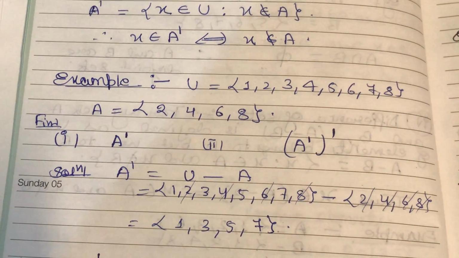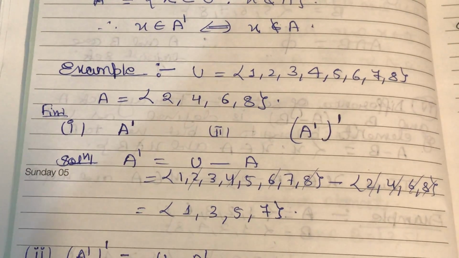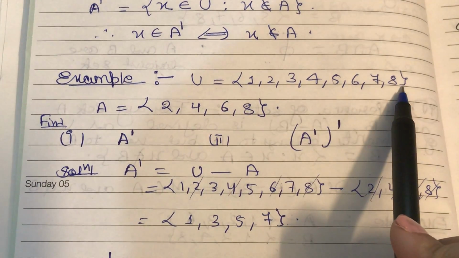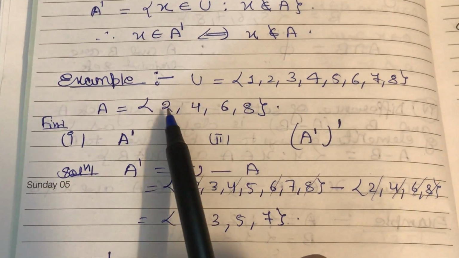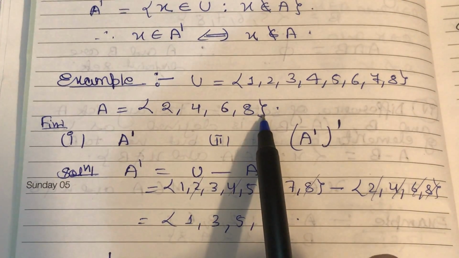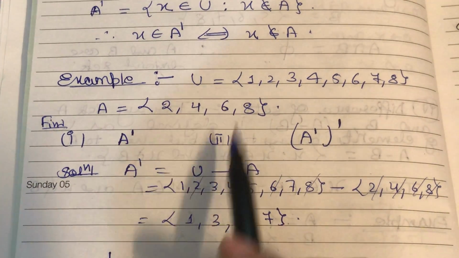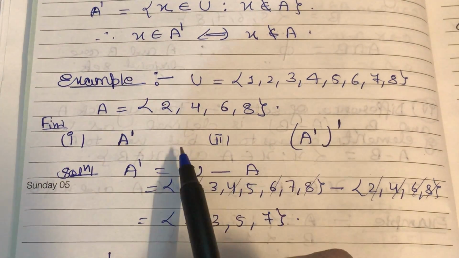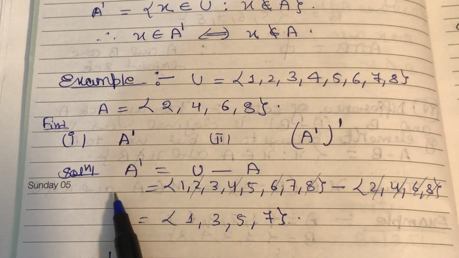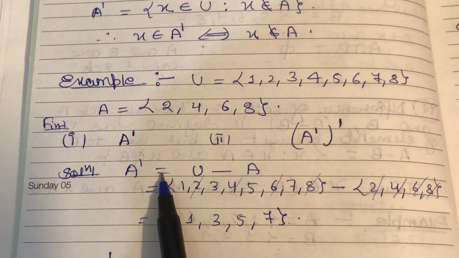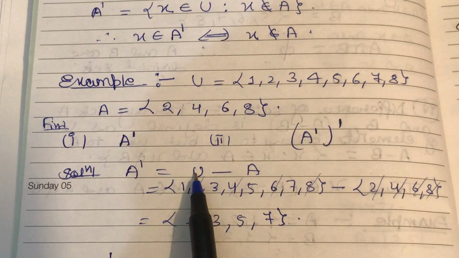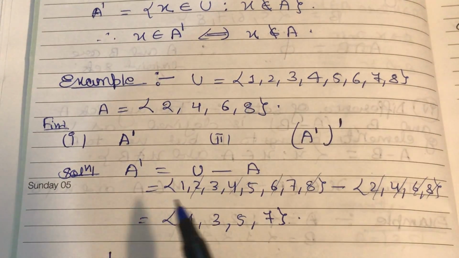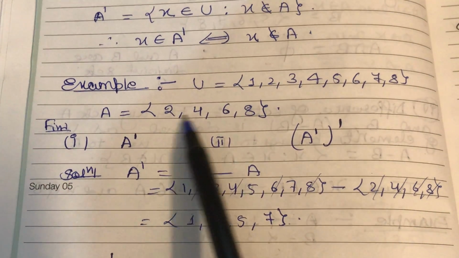Let's understand this concept from the example given below. U is a universal set with elements 1, 2, 3, 4, 5, 6, 7, 8. And A is another set with elements 2, 4, 6 and 8. I have to find A complement and also the complement of A complement. Let's see what result I'm going to get. A complement means I have to subtract A from the universal set. So in case of subtraction, at place of U, I'll write this, minus A, and at place of A, I'll write this.